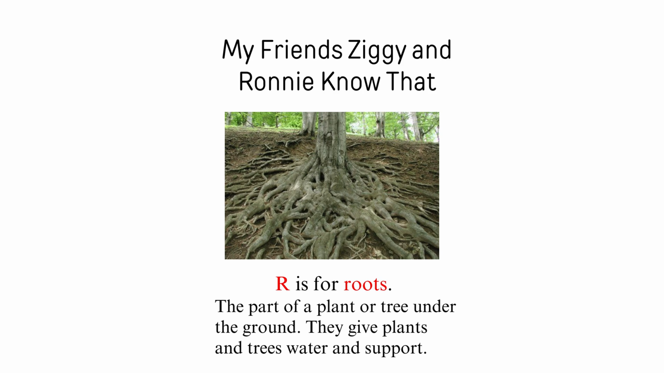My friends Ziggy and Ronnie know that R is for roots. The part of a plant or tree under the ground. They give plants and trees water and support. What are the 3 types of roots found in the area where you live? Why would plants have different types of roots?